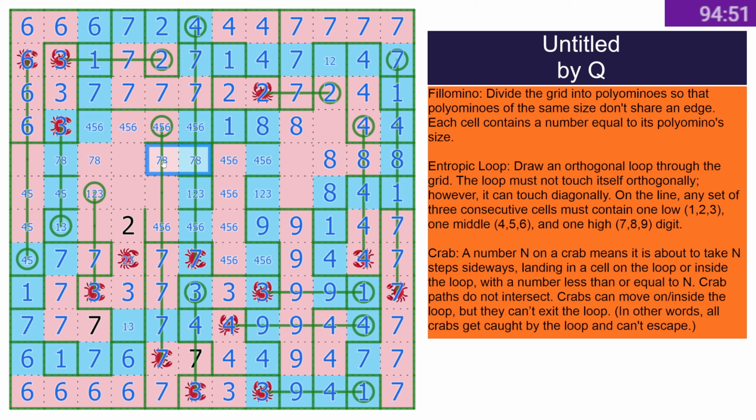Well, let's try this as 7. That cell's got to be 7, 8, and 9. So these are 4s. These are all 7s. Or 8s. Can they touch? I mean, can't that be 5s and that be 7s? Or these are 8s and those are 4s?